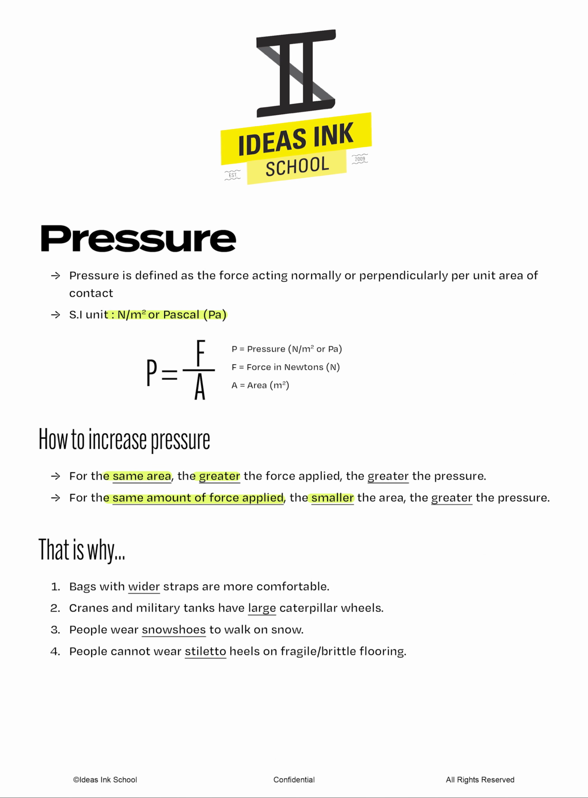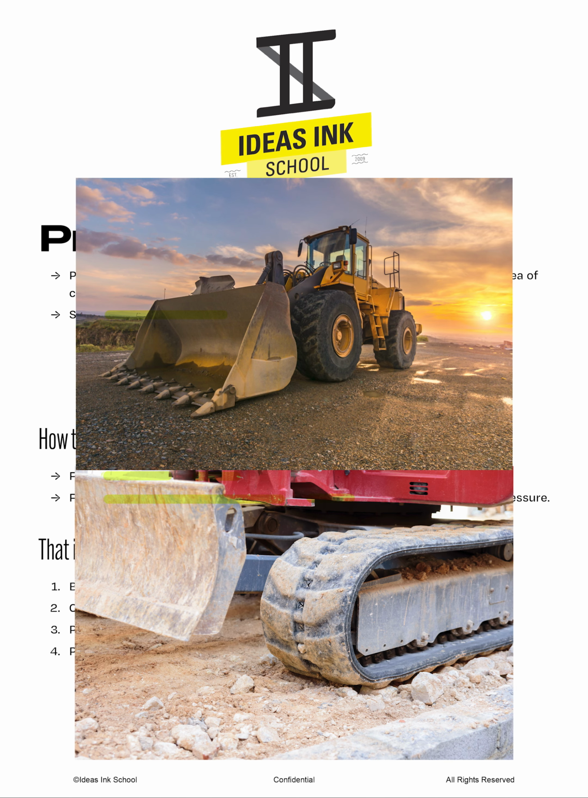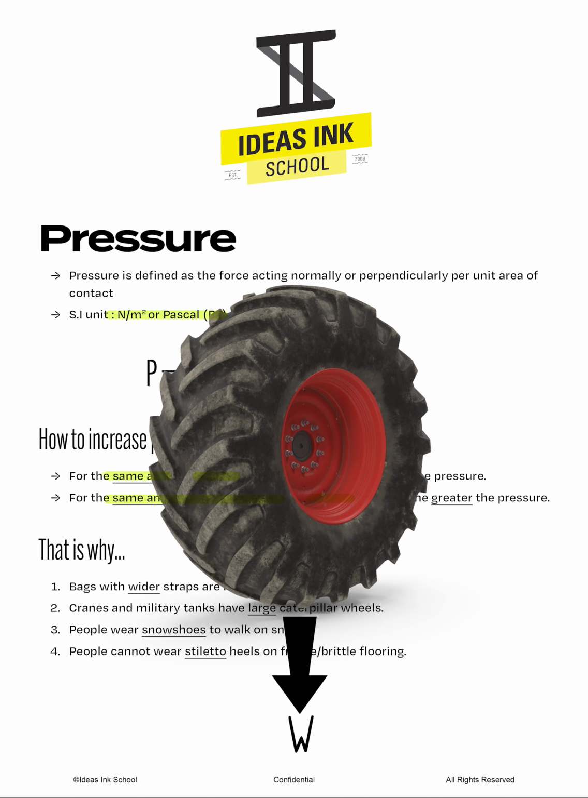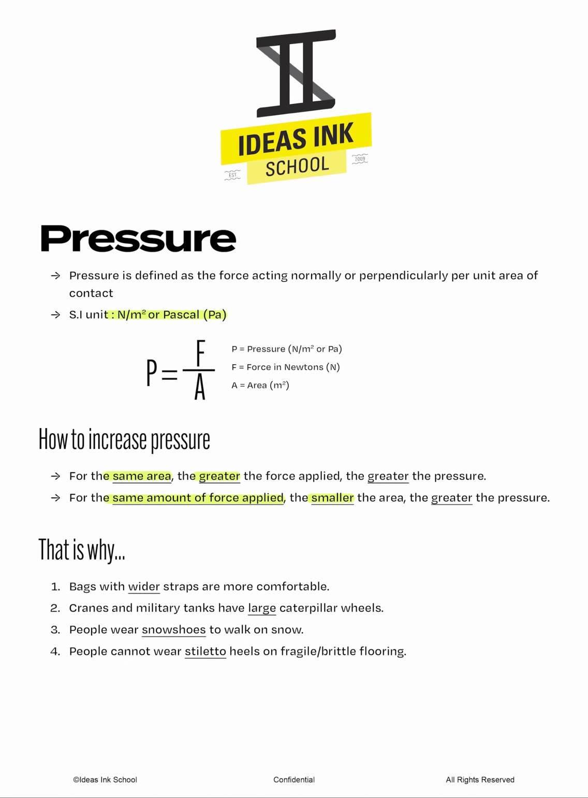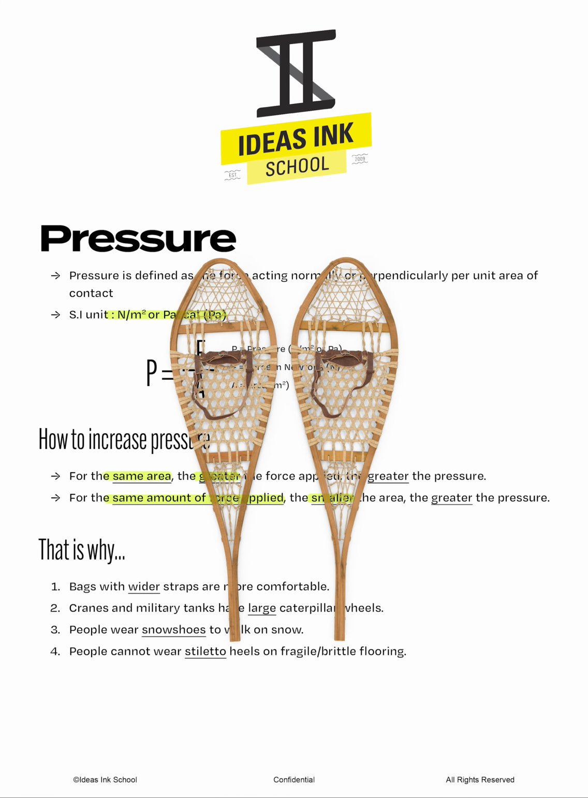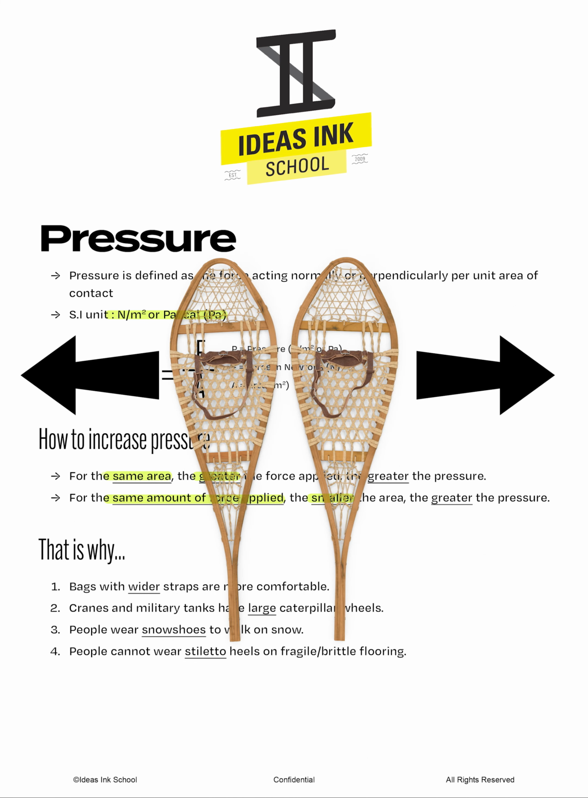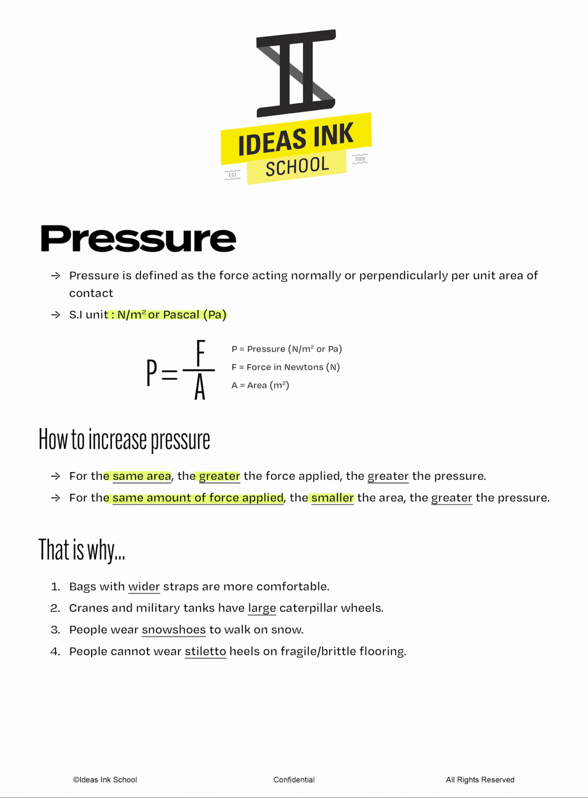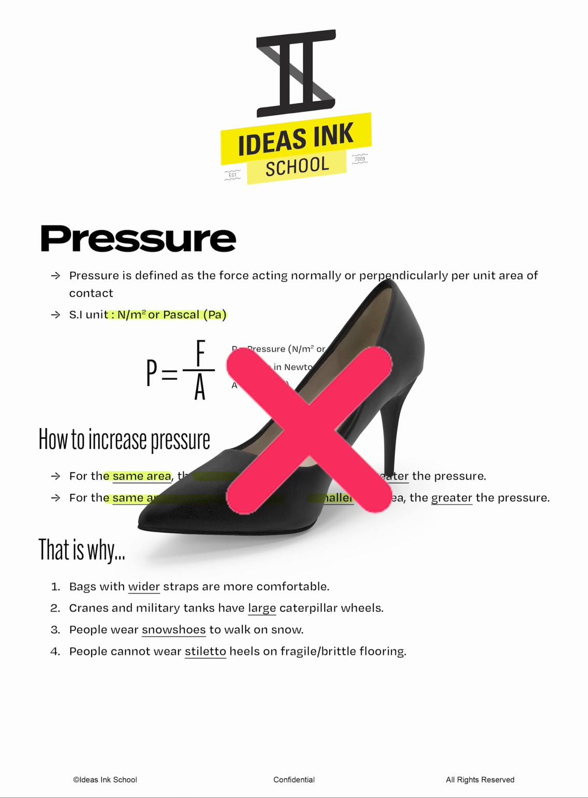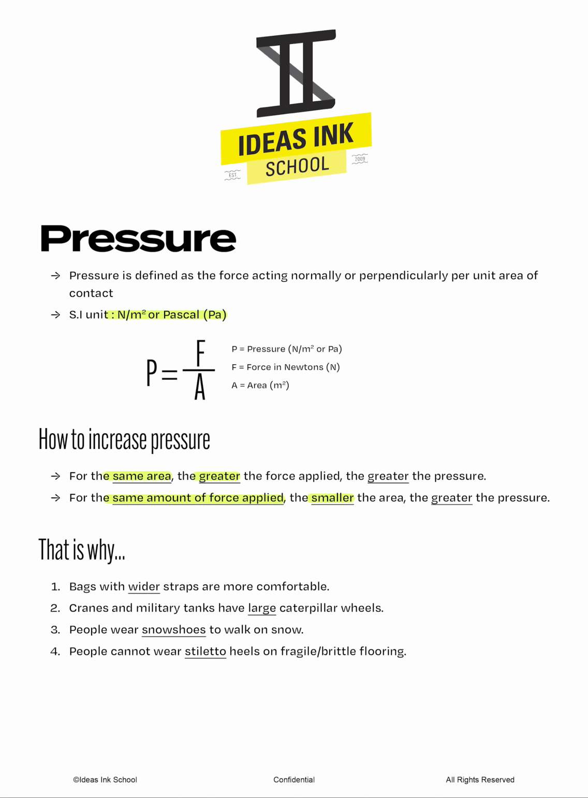Heavy construction cranes and vehicles use wide tires or caterpillar wheels so that they do not sink into the mud. The heavy weight of these vehicles is spread over a larger surface area to reduce pressure exerted on the ground. When walking on snow, we wear snowshoes that have a wide surface area so that we do not sink too deeply into the snow. This is also the reason why people are not allowed to wear stiletto heels on fragile and brittle flooring.